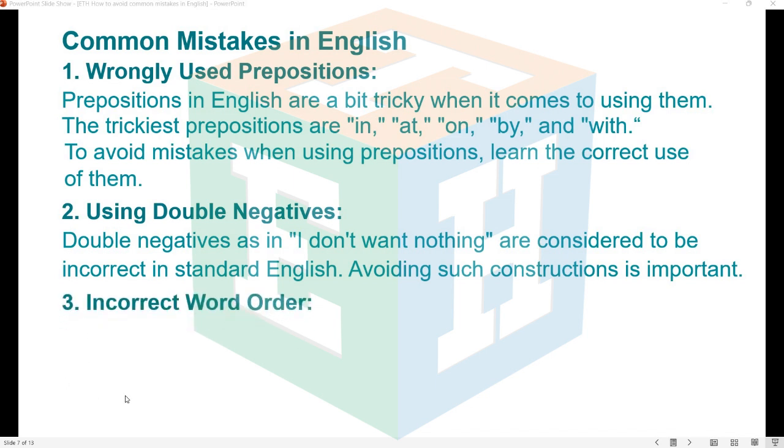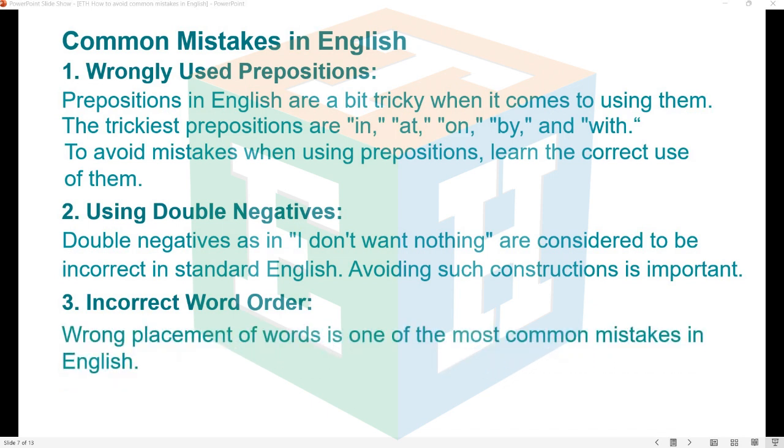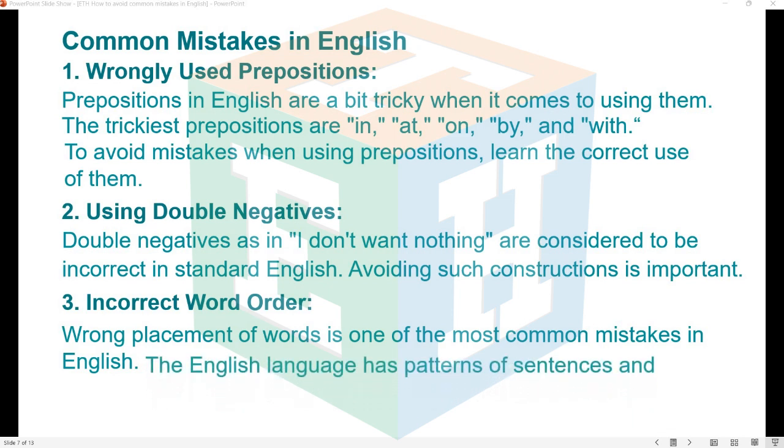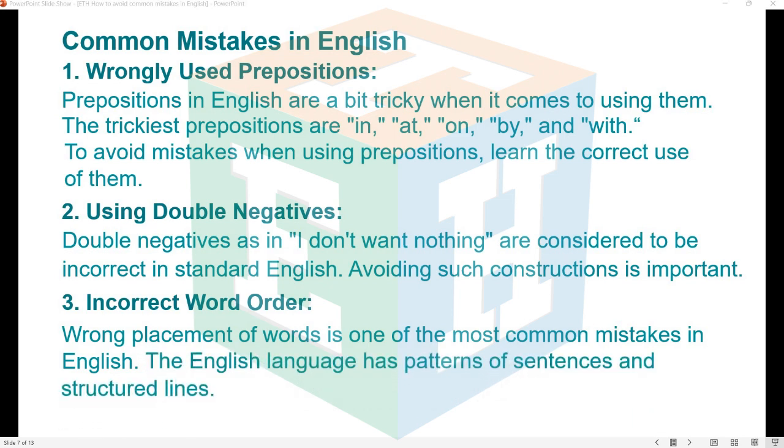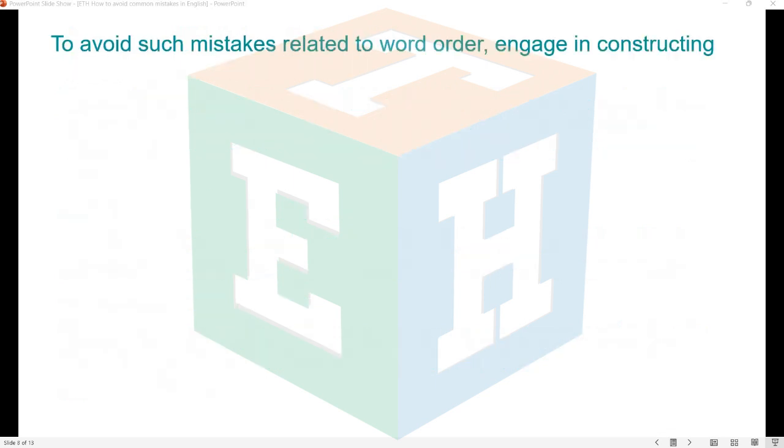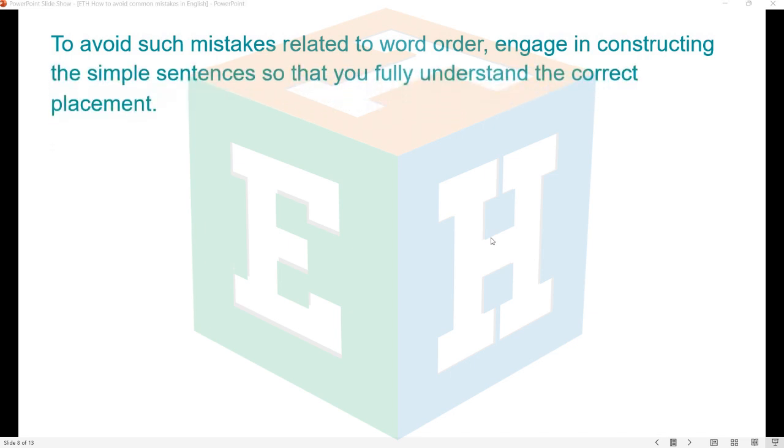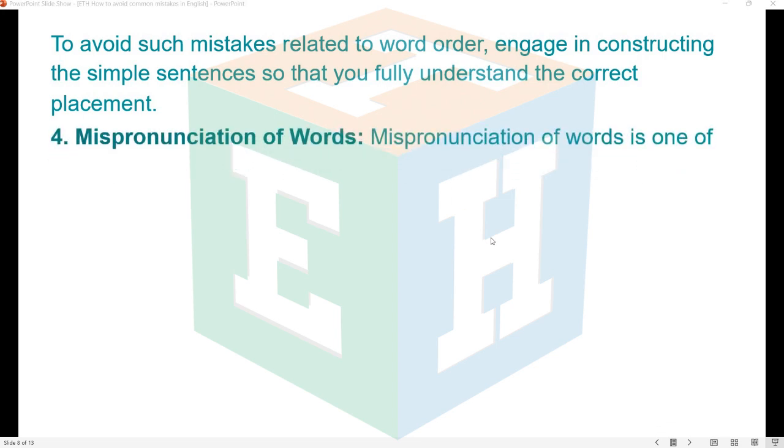Number 3, incorrect word order. Wrong placement of words is one of the most common mistakes in English. The English language has patterns of sentences and structured lines. To avoid such mistakes related to word order, engage in constructing simple sentences so that you fully understand the correct placement.